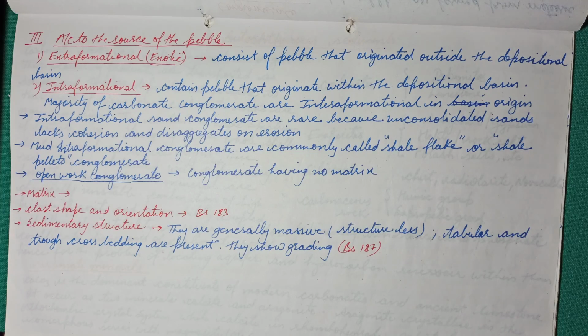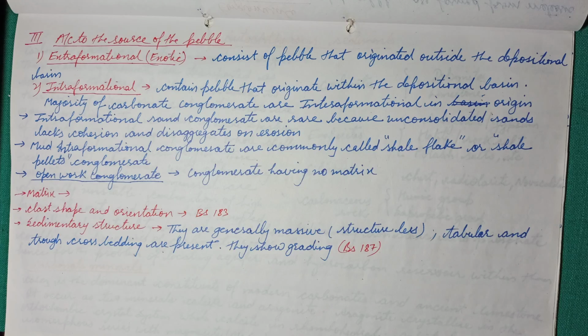The next one is intraformational sand conglomerate, which are rare. So why are they rare? Because unconsolidated sand lacks cohesion and disaggregates on erosion. So in the basin where they are formed, it consists of unconsolidated sand, and the unconsolidated sand lacks cohesion, so it will easily disintegrate. It easily disaggregates on erosion, and no conglomerate of such intraformational origin is preserved, only because of unconsolidated sand grains.